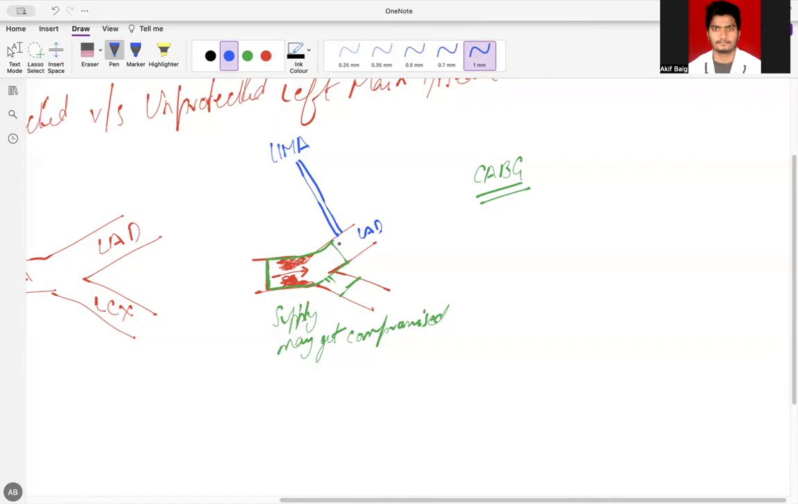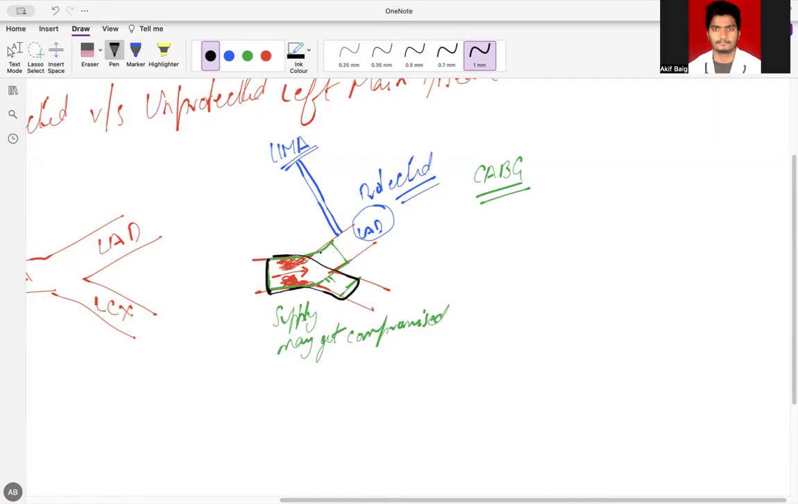That means from the left main, if the supply to the left anterior descending gets interrupted, there is already blood supply to the LAD from the LIMA artery. So that means this LAD is now completely protected. So now you can treat this left main to left circumflex as a single artery. That means if you want to put a stent here, you can directly put a stent from here to here.